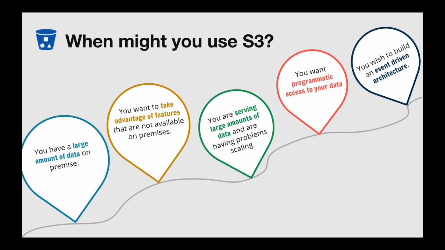If you want programmatic access to the data, this is probably the biggest one for me. Like you were saying, it turns every object into a URL, an endpoint, so you can access it via an API. That's huge. I mean, how would you do that on premises?